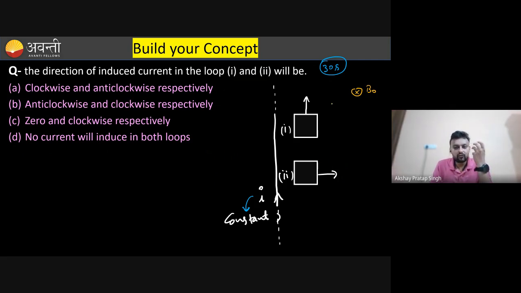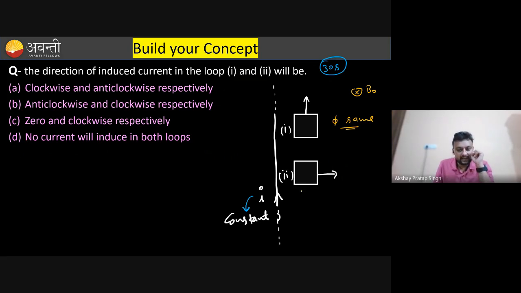What happened if I look at the first loop? The first loop is moving in the upward direction. It is at the same perpendicular distance from the wire. It will remain at the same perpendicular distance from the wire because it is moving vertically upward, parallel to the wire. Can you see that? So if it is at the same perpendicular distance, that means flux will remain the same. Why? Because the field will remain the same and flux will also remain the same.